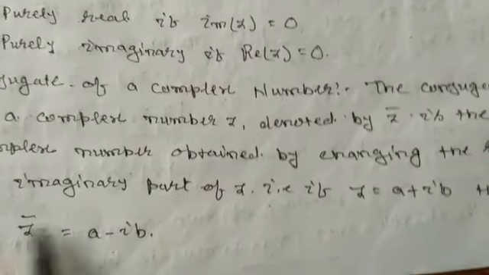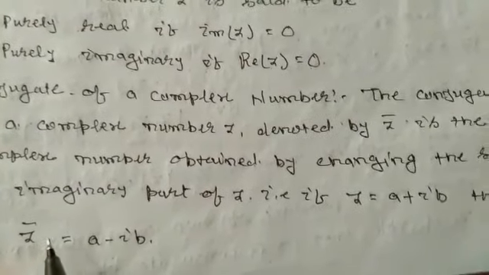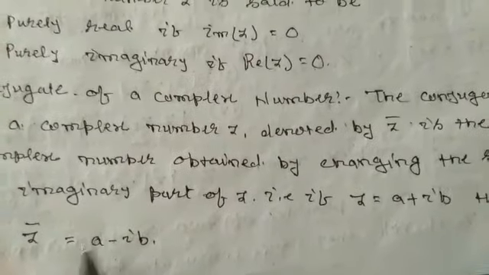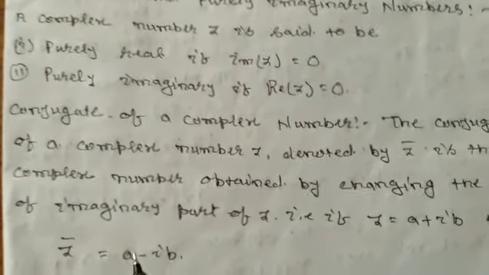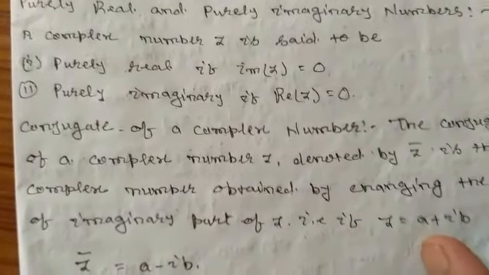The conjugate is represented by z bar, a line over the complex number z. In such a manner, we represent the conjugate of a complex number. So, this is the term conjugate of a complex number.